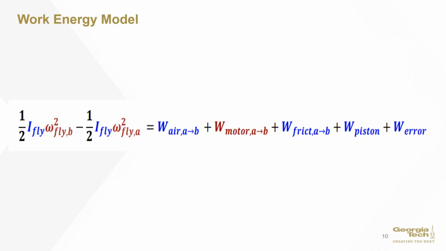Here we have the work energy model equation. On the left side we have energy going in and energy coming out. On the right side of the equation we have what we solved for in week 1, which is work of the motor, given work of the piston, and also solving for work of friction. The second week we solved for work of air, and in the third week we solved for work of air.